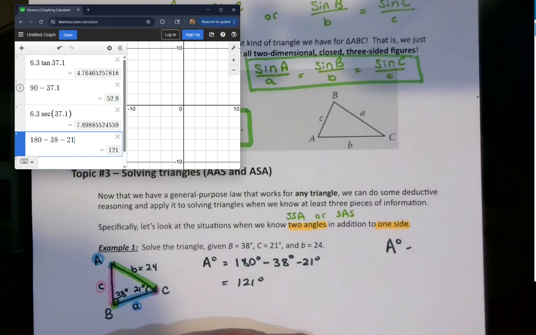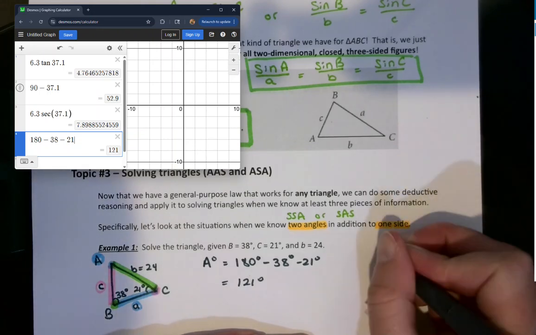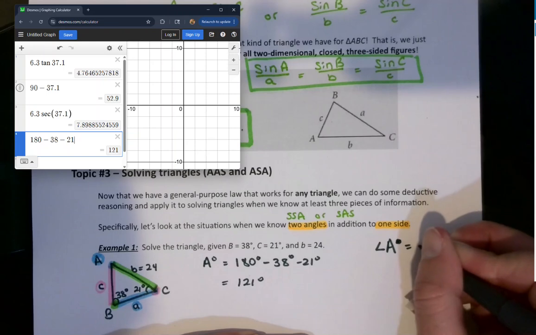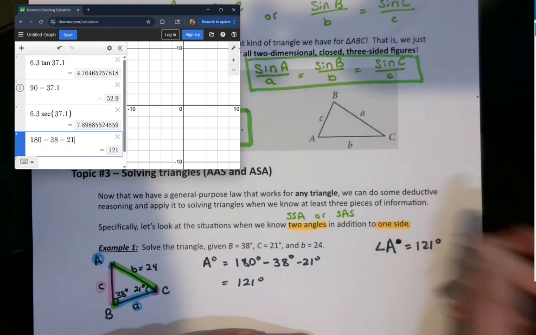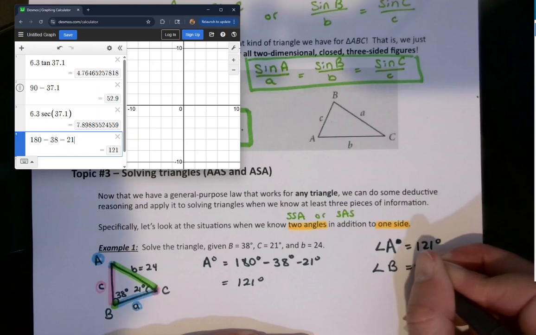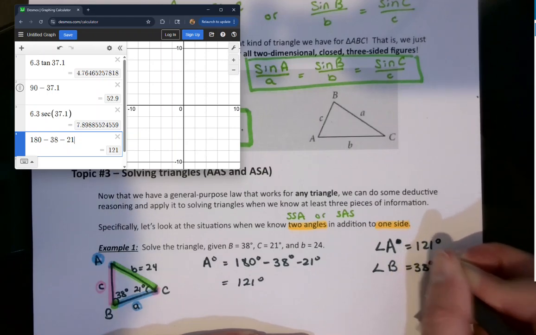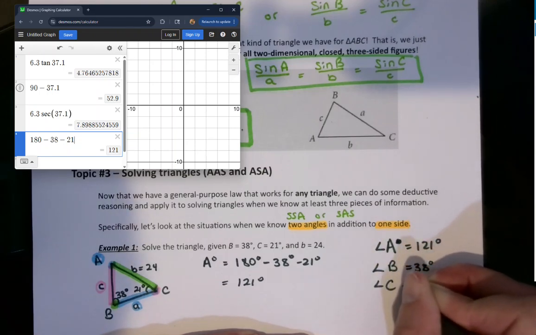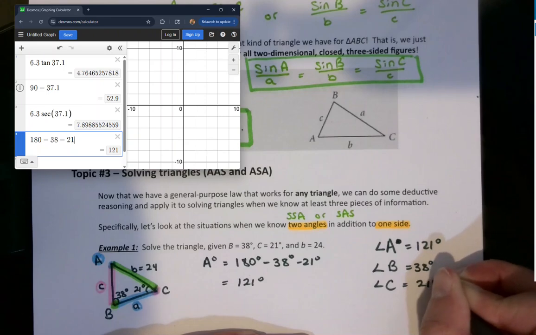I don't know why I did 8 degrees. It's angle A. Angle A is a measurement of 121 degrees. Angle B has a measurement already given to us as 31 degrees, and angle C has a measurement of 21 degrees.